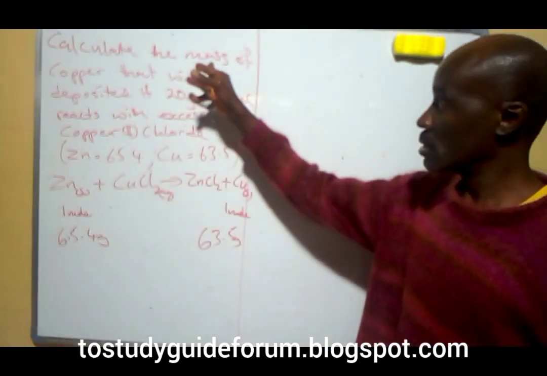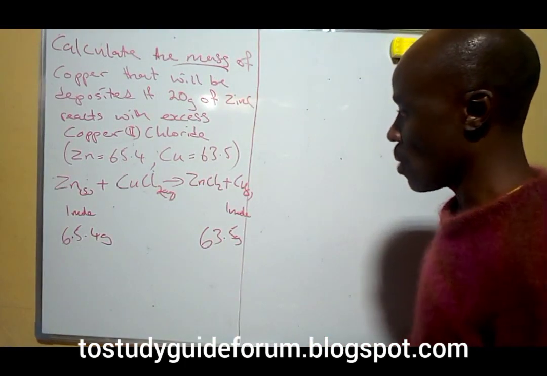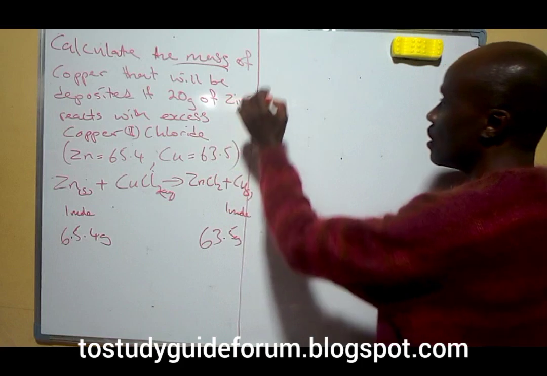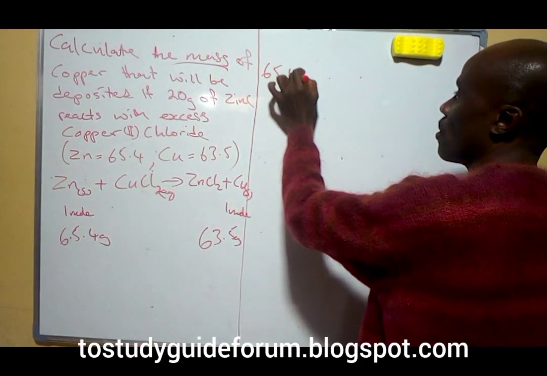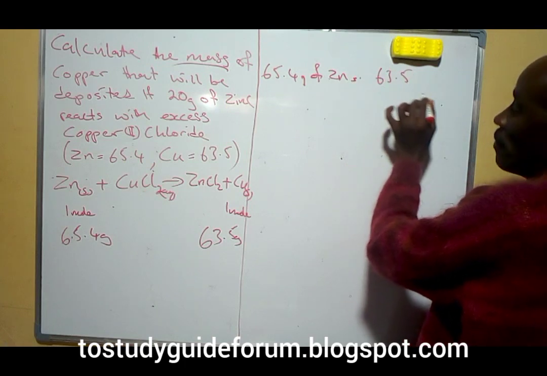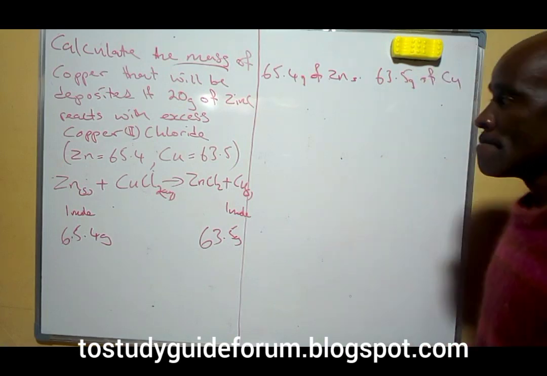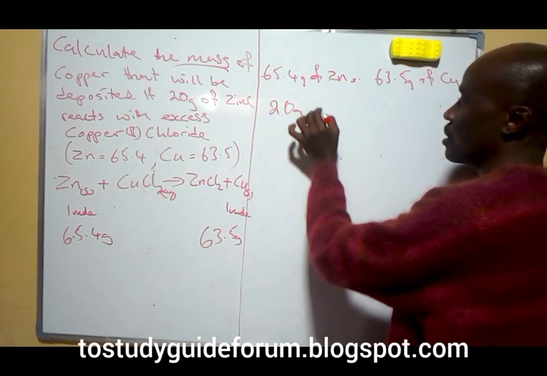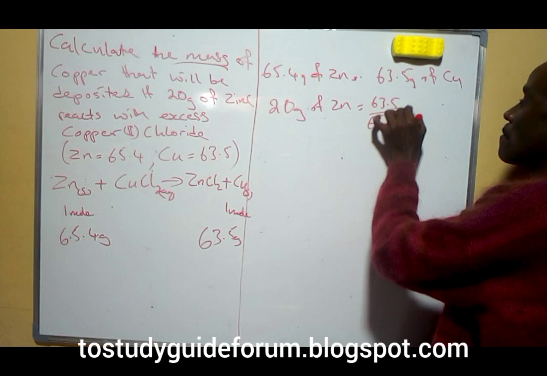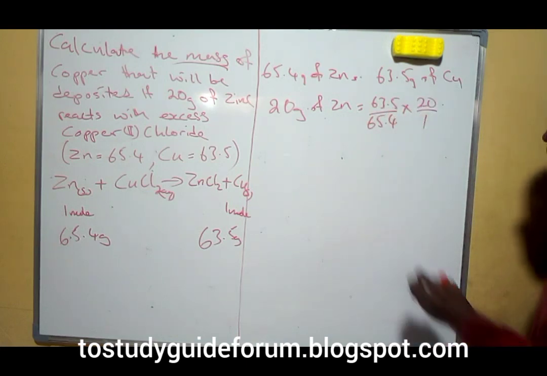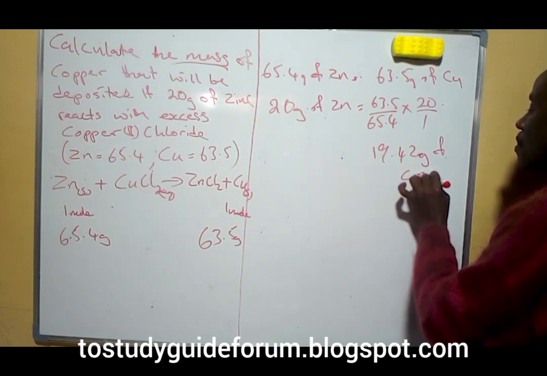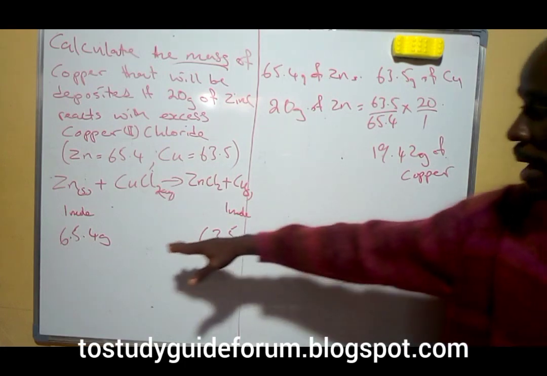But now we want to go straight with the mass conversion. We're going from the mass, and after that we can also look at how we can get it from the moles. Looking at this, 65.4 grams of zinc will give us 63.5 grams of copper. So 20 grams of zinc will then be 63.5 over 65.4 times 20 over 1. When we multiply this, the answer is 19.42 grams of copper. That is what we have based on the mass conversion.